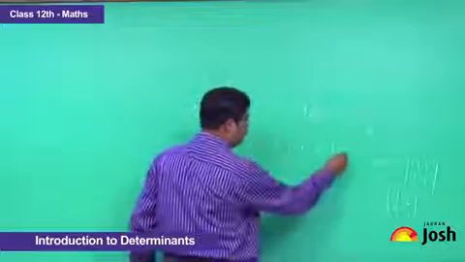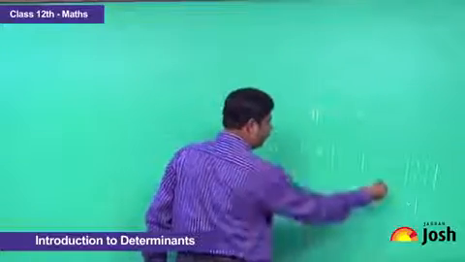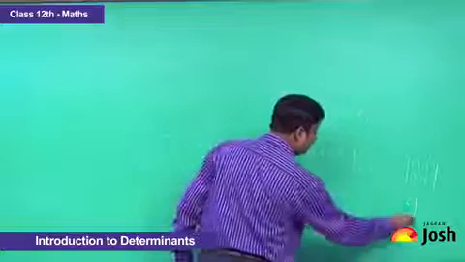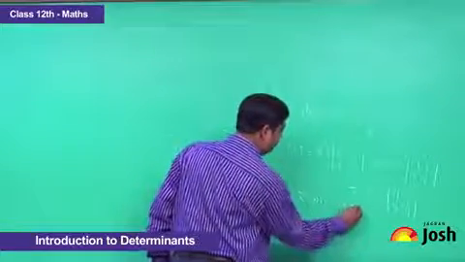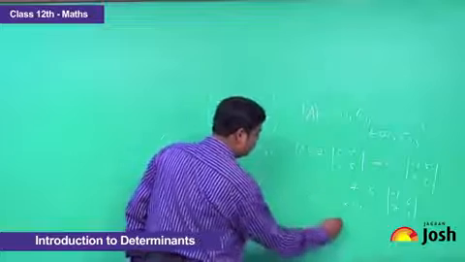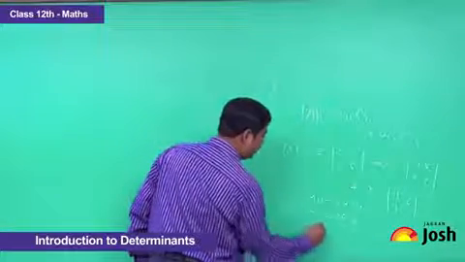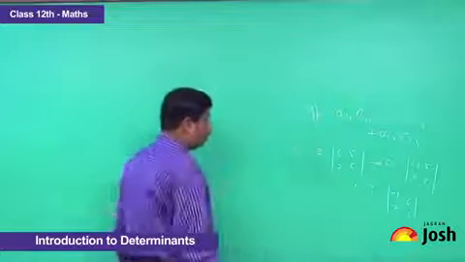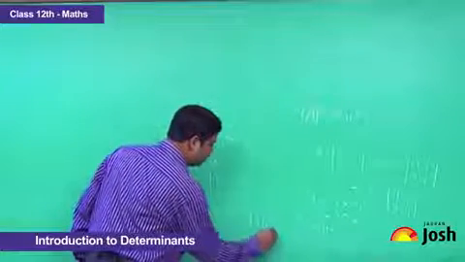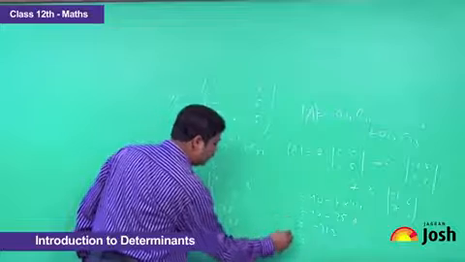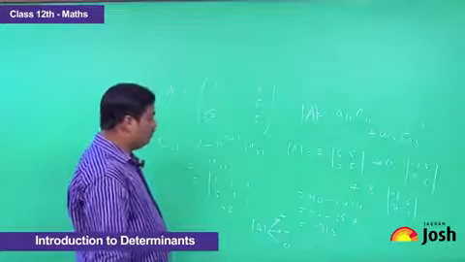Now, if you open it, 6 into 5 is 30, minus 10 is 20, 2 into 20 is 40. This is 0 only. This is minus 2, minus 42, which is minus 44. So 8 multiplied with minus 44 comes out to be minus 352. So we see that a determinant value can be positive, it can be negative, and it can be 0 as well.